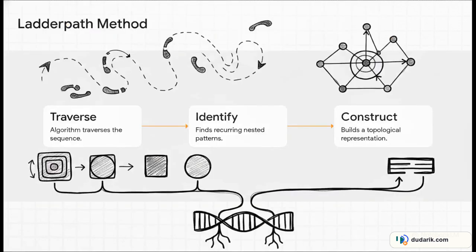Okay, so how does Ladderpath actually pull this off? It's really a three-step process. Step 1, it traverses the sequence. Step 2, it identifies recurring nested patterns at multiple nesting levels. And Step 3, it constructs a topological representation of those repetitions. So, instead of just blindly reading a string of words, the algorithm is actually extracting the underlying blueprint. It's pulling out the architectural DNA of the sequence.